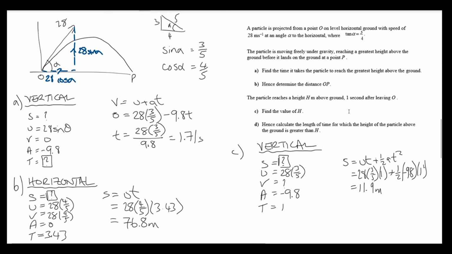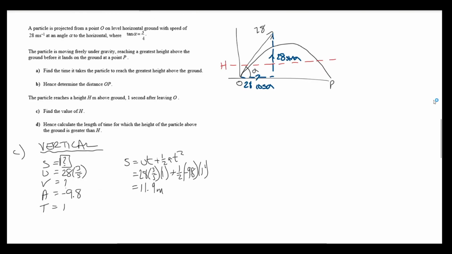Part D of the question says hence, as in using that information, calculate the length of time for which the height of the particle above the ground is greater than h. To find this, we'll look again at the diagram and we're going to mark off where h would be. So here's the height h, and the particle is going to be at that height at 2 different times. The first time is after 1 second. We just need to find the second time that this particle is at that height. The difference between these 2 times is how long it was above the height h.